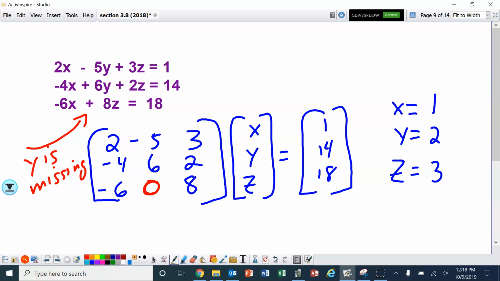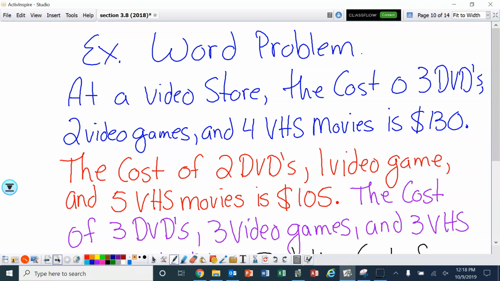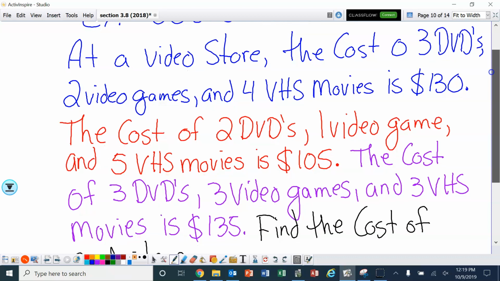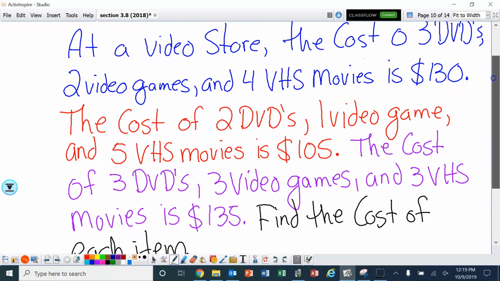Okay. So again, this was a 3 by 3. This was a 3 by 1. So hopefully you typed that in your matrix correctly. If not, practice it, do it again. All right, moving on. Sometimes you may have some actual word problems. So let's take a look.